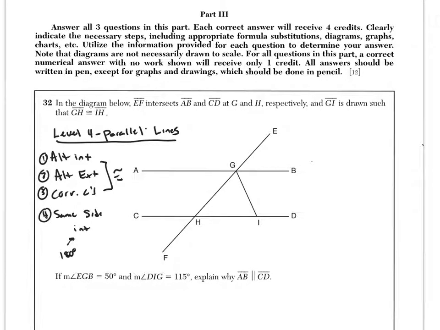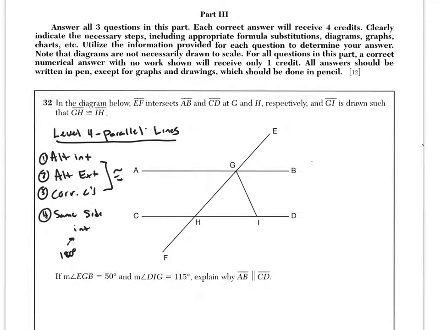This question, though, is asking us to prove how we know that these lines are parallel. So we want to find either alternate interior, alternate exterior, or corresponding angles that are congruent. But remember, we can't use them in our proof. So I'll show you a very quick and easy way to do this problem and get the full points on it.